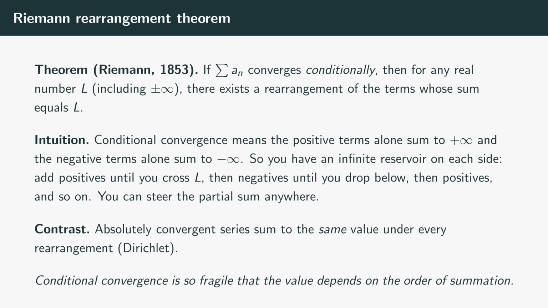Contrast: Dirichlet proved that absolutely convergent series sum to the same value under every rearrangement. That is the deep reason absolute convergence is the real notion of convergence. The sum is independent of order, the way finite sums are. Conditional convergence is fragile by comparison. Move the terms, get a different number.